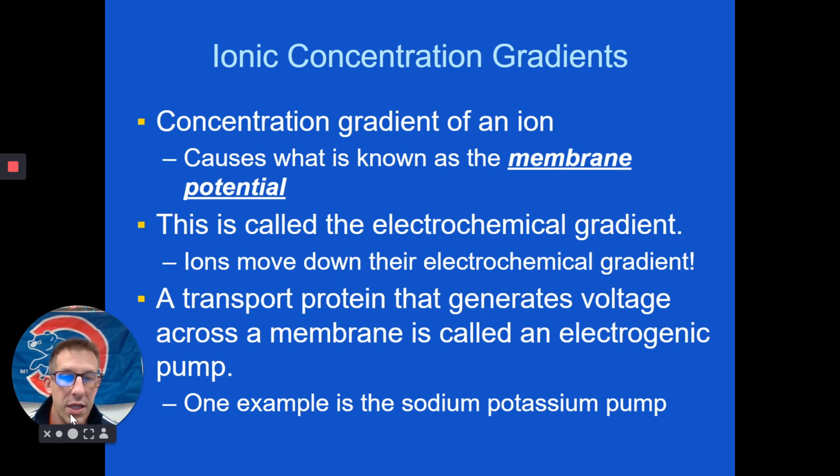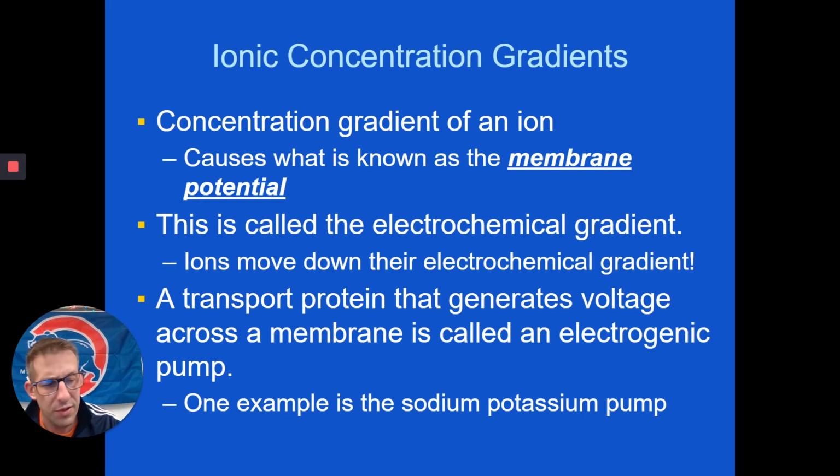And it is called an electrochemical gradient. Okay? Ions have an electric charge. They are also chemicals, which is where this name comes from, the electrochemical gradient. Now, one thing that ions also do, they move down their electrochemical gradients as well.